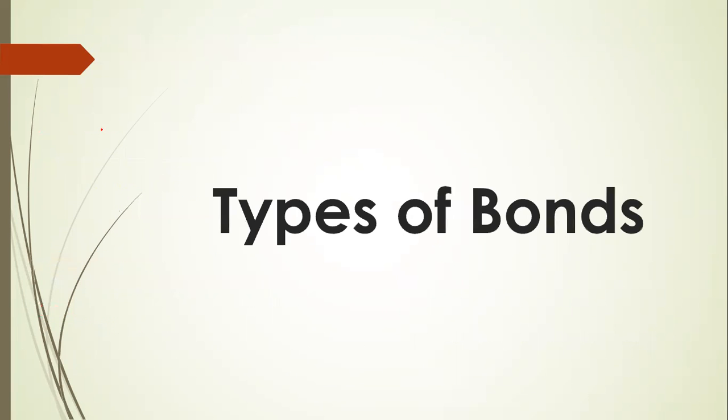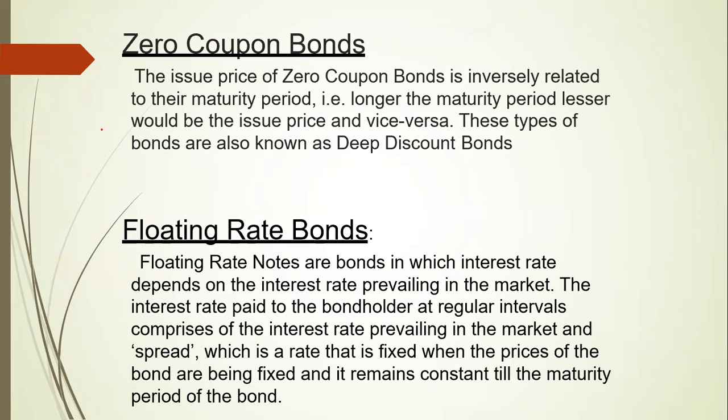Now let's see the types of bond. First one, zero coupon bonds. The issue price of zero coupon bonds is inversely related to their maturity period. So these two are important here. The longer the maturity period, the lesser would be the issue price, and vice versa. These types of bonds are also known as deep discount bonds.